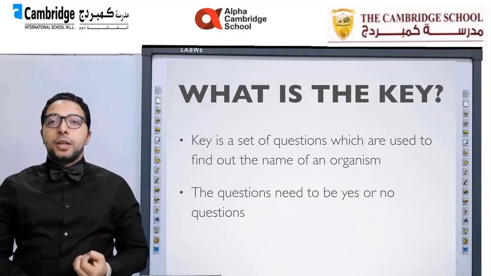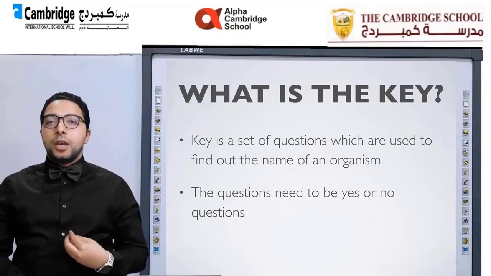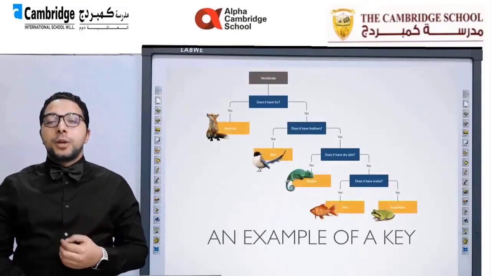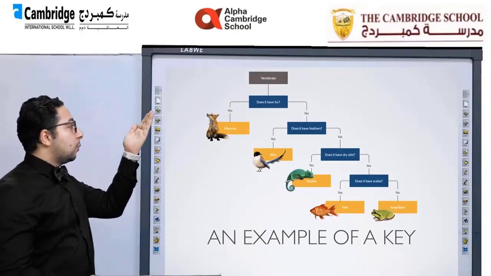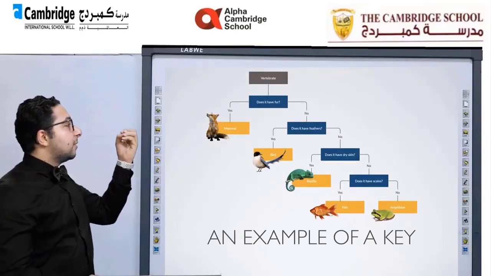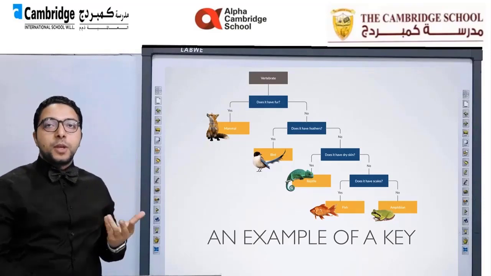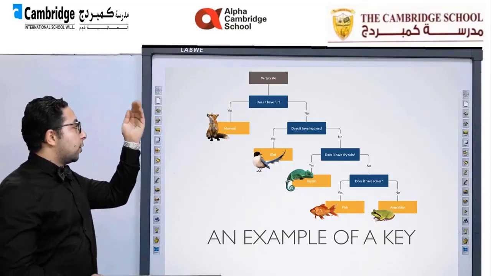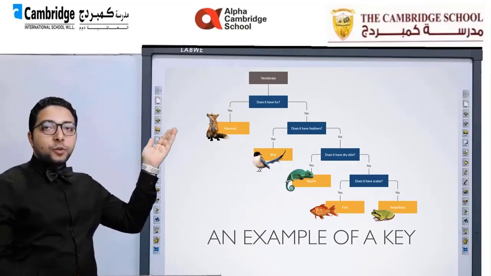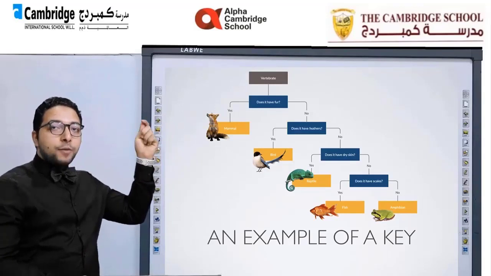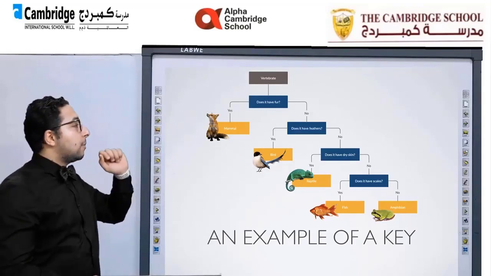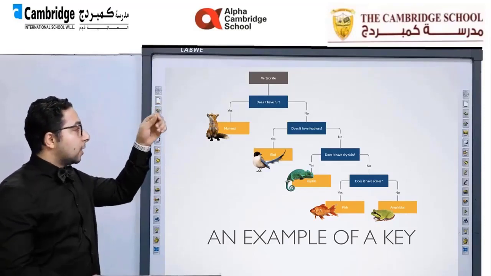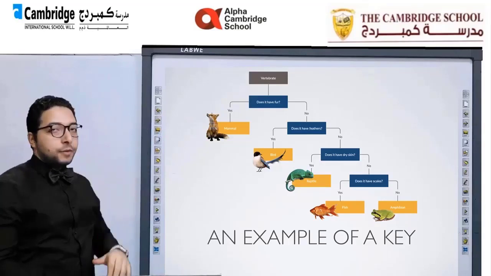As we have seen the criteria of the key, right now I'm going to take you through one of the keys which describes the differences between vertebrates. As you can see over here, we have classified the vertebrates based on the differences between them. So starting with the first question, does it have fur? We have two answers for this question, either yes or no. If the answer is yes, then we are talking about mammals. If the answer is no, this is going to take us to the second question, does it have feathers?